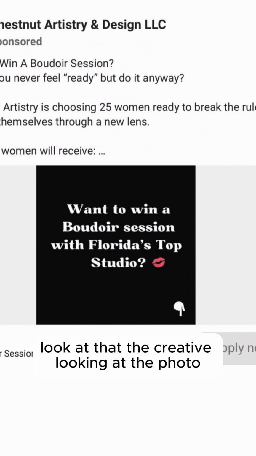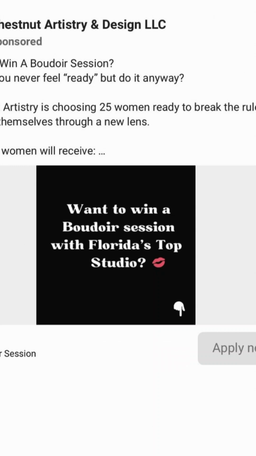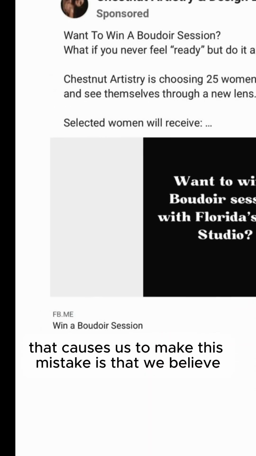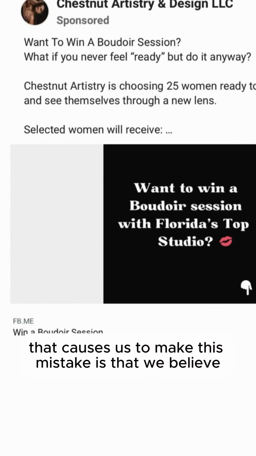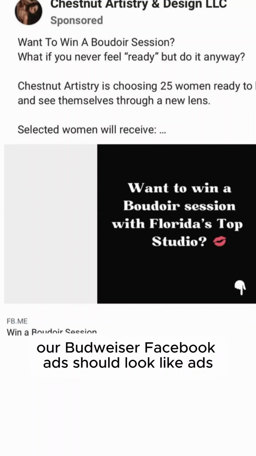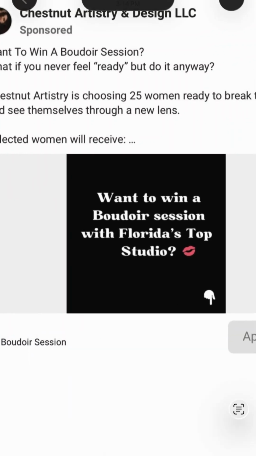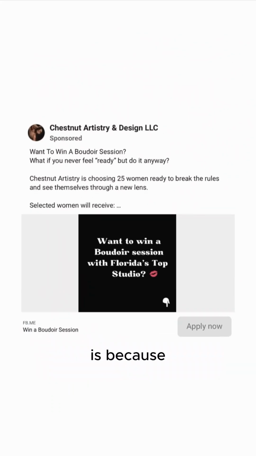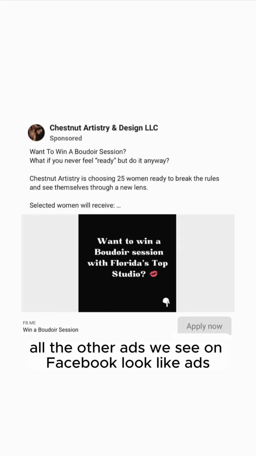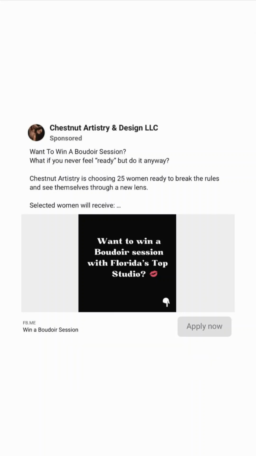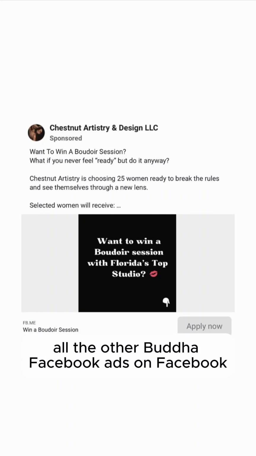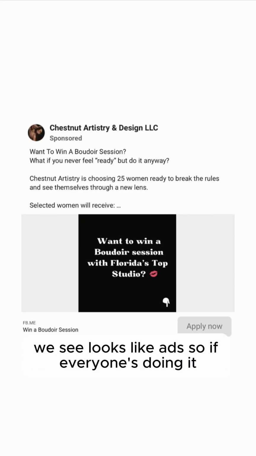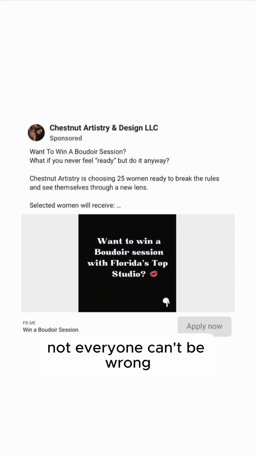Next, we're looking at the creative, looking at the photo. It looks like an ad mistake. The false belief that causes us to make this mistake is that we believe our Boudoir Facebook ads should look like ads. And that false belief exists because basically all the other ads we see on Facebook look like ads. All the other Boudoir Facebook ads we see look like ads. So if everyone's doing it, everyone can't be wrong, can they?